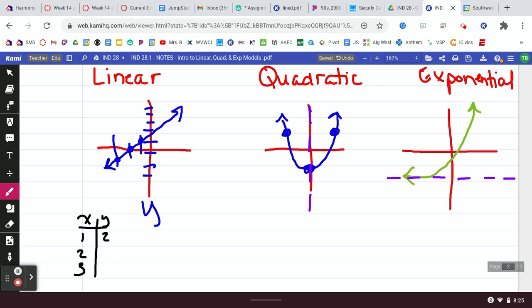So say this was a 2, 4, 6, right? So every time your X changed by 1, what happened to your Y? It changed by a +2 every single time, and it'll always change by a +2. So every time your X moves by 1, your Y in this particular table is always going to move by 2 because linear is constant.